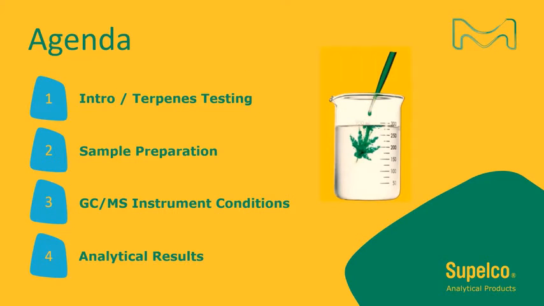Let's take a look at the agenda for this presentation. We'll take a look at the introduction, talk about terpenes and its testing. We'll take a look at the sample preparation that's used for this analysis. We'll discuss the GC-MS instrument conditions, and then we'll take a look at the analytical results.